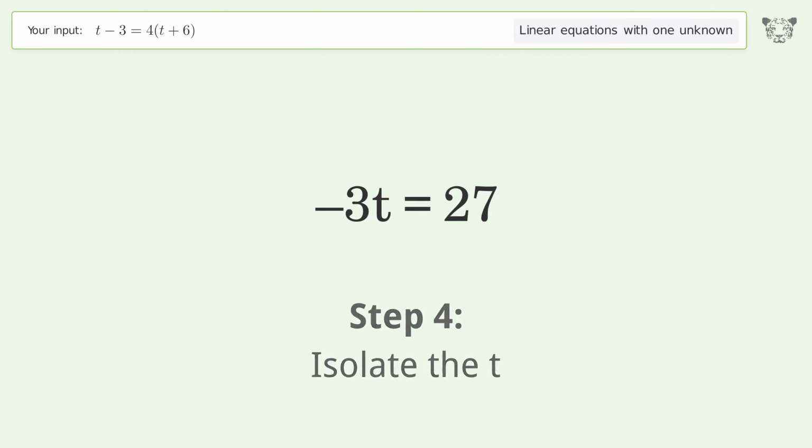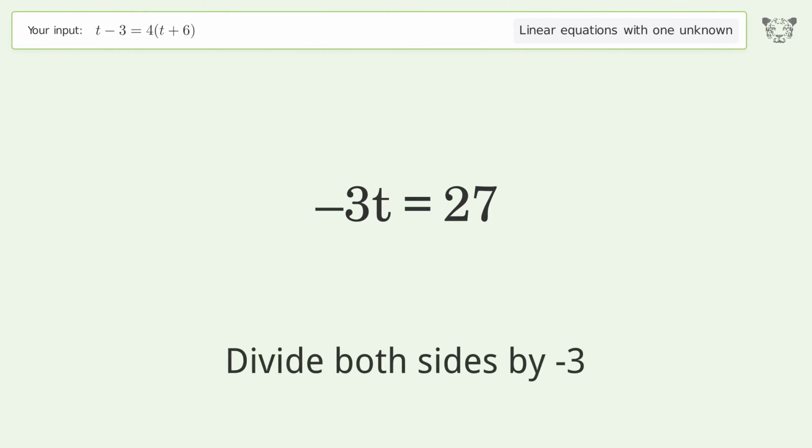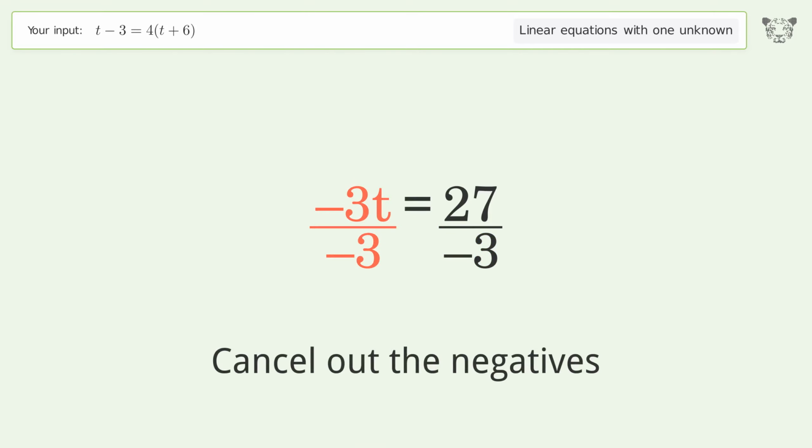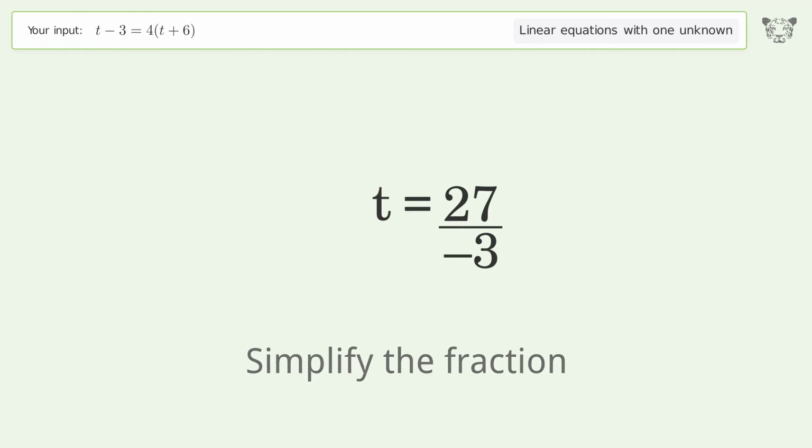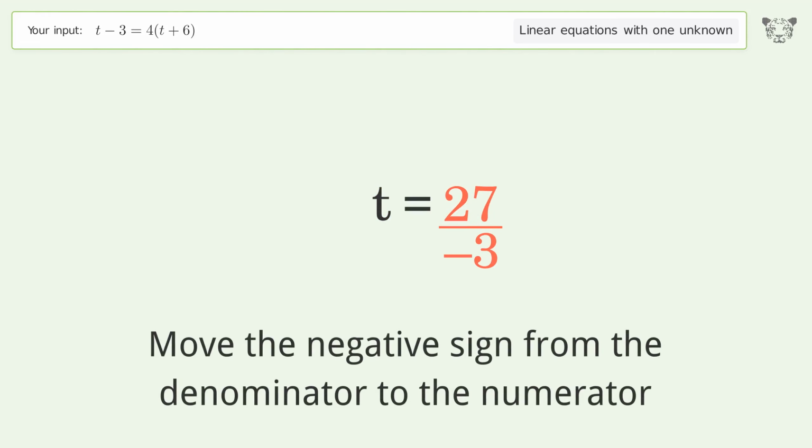Isolate the t. Divide both sides by -3. Cancel out the negatives. Simplify the fraction. Move the negative sign from the denominator to the numerator.